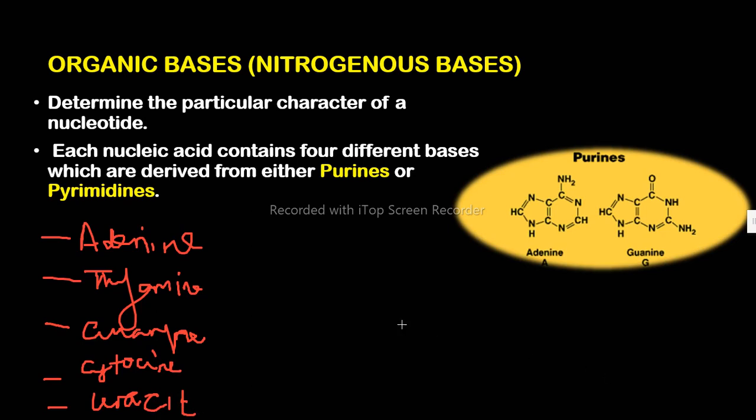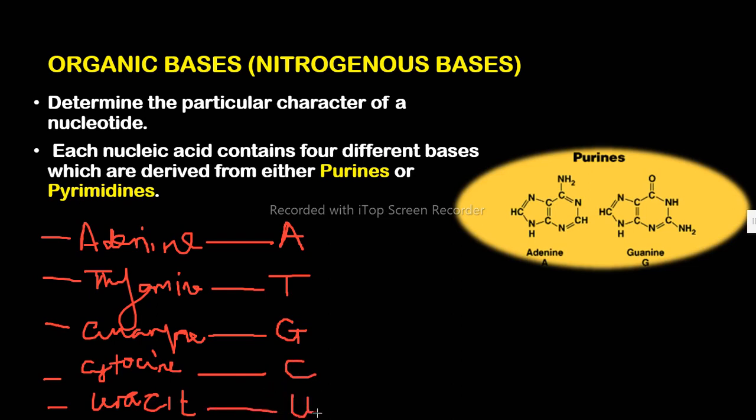And usually they are abbreviated using letters, where adenine is abbreviated as A, thiamine is abbreviated as T. Now these letters are known internationally. They are standard. Guanine is abbreviated as G, cytosine is abbreviated as C, and uracil is abbreviated as U. So these are the 5 organic bases that are known.